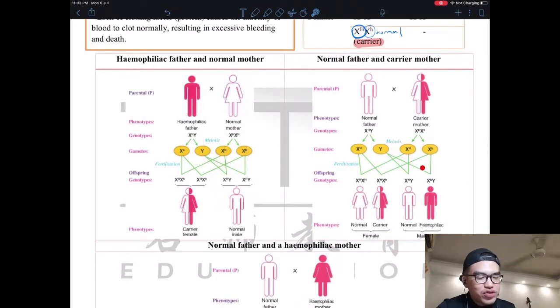Okay, so if she were to give birth to a female, we have a 50-50 chance here. 50% the female will be normal, her daughter will be normal, or 50% her daughter will be a carrier. Okay, and if they were to give birth to a male, they have a son, 50% he will be normal, 50% he will be hemophiliac.